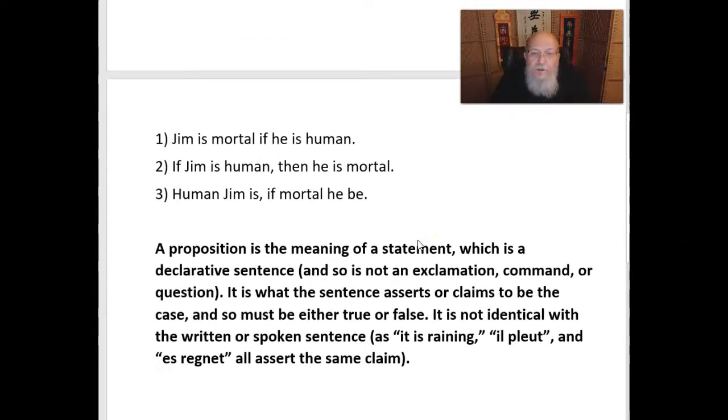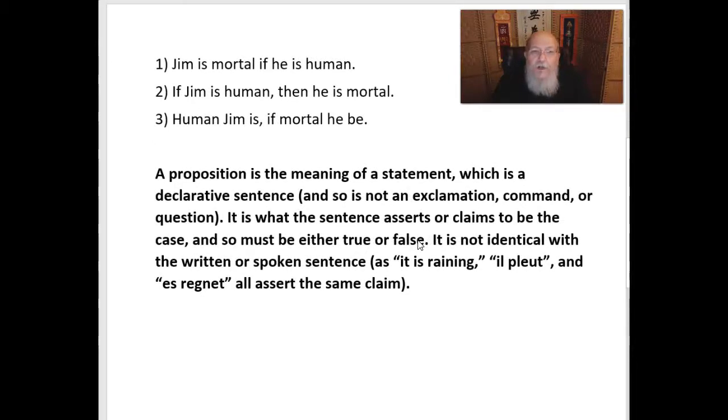Consider this statement. Right? Jim is mortal if he is human. If Jim is human, then he is mortal. And human Jim is. If mortal, he may be a young Jedi. Right? Now, all three of these sentences are true or false under exactly the same circumstances. They have the same truth value, and yet they're different. Now, the first two sentences reverse the physical order of the if-then, and the third one goes all Yoda on us. But they all mean the same thing.